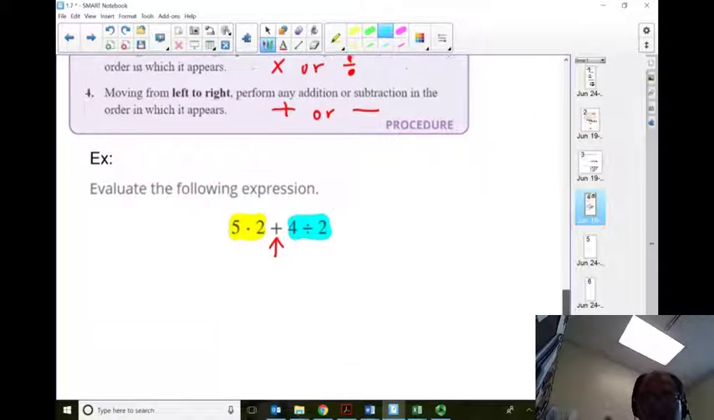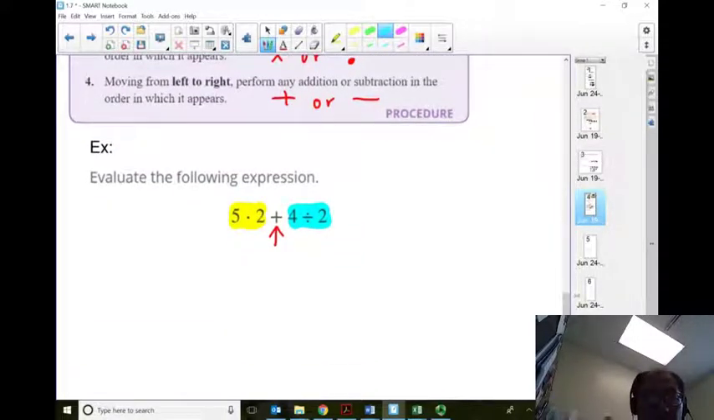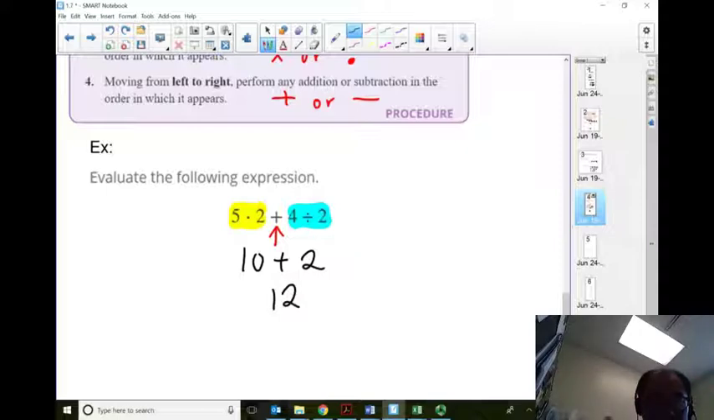When we do order of operations, we do one term at a time. My first term only consists of 1 operation, so 5 times 2 is 10. This addition sign is still outside the parentheses. My second term is 1 operation: 4 divided by 2 is 2. Therefore, my answer is 12.